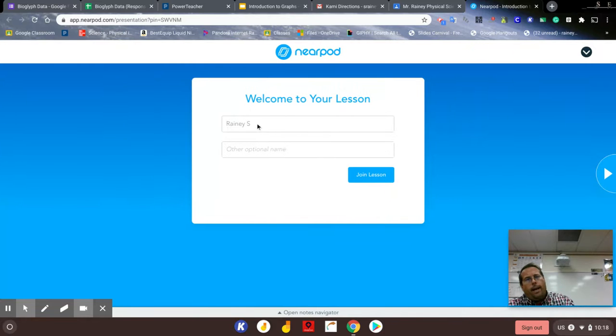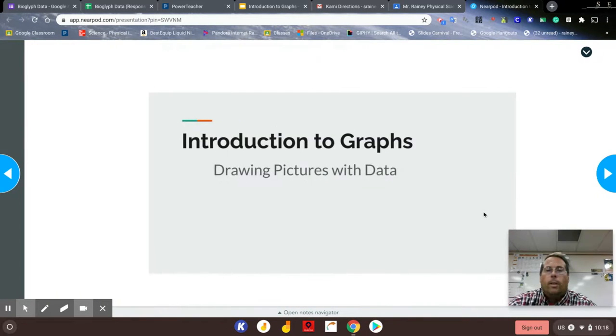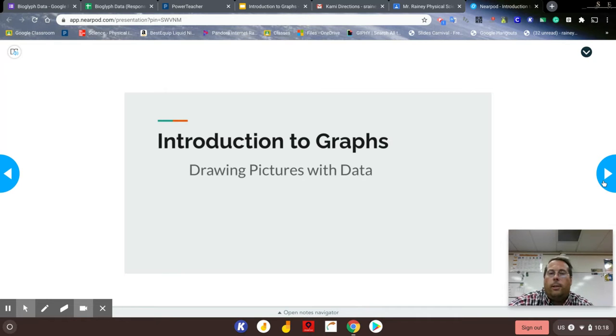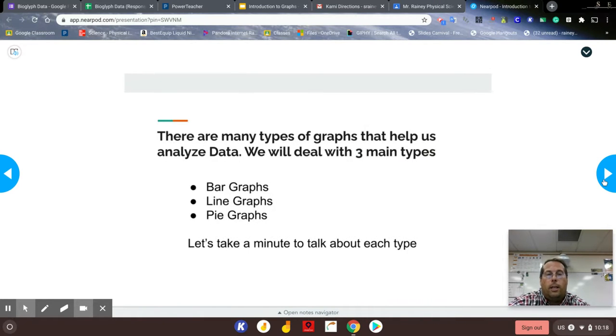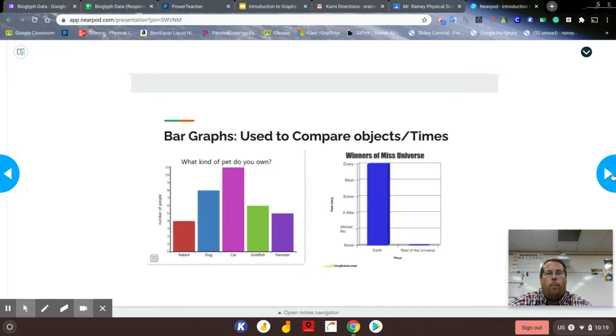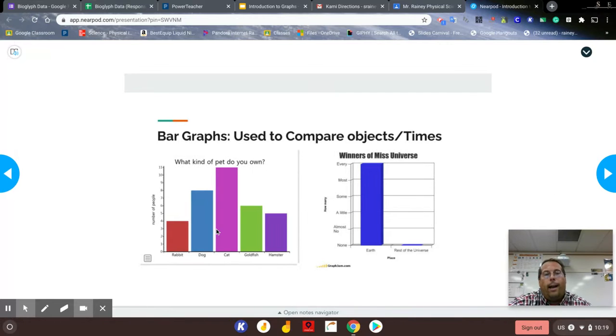All right, so again, always first name, last name, first initial, or first and last name. Please put both. Again, these are the slides we did in class, so you shouldn't be too confused by it. We're talking about how we draw pictures with data. We talked about bar graphs, line graphs, and pie graphs, or pie charts. We remember that bar graphs are used when we are comparing objects, usually separate objects.